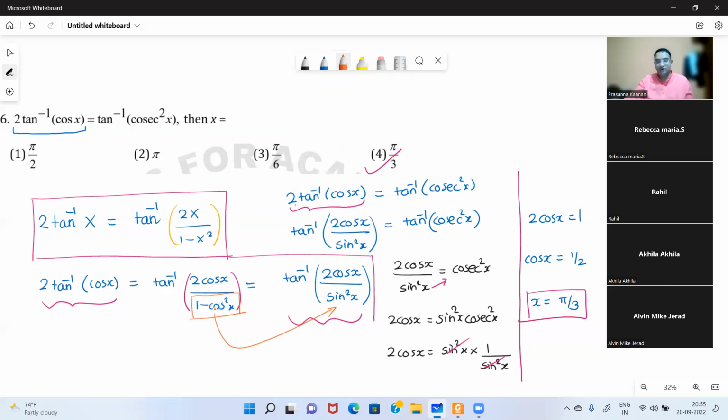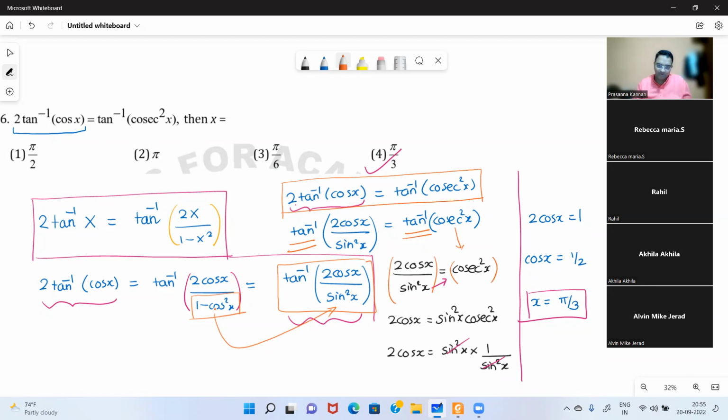Now we are going back to the question. What is the question? 2 tan inverse of cos x is equal to tan inverse of cosecant square x. But 2 tan inverse of cos x, we just found to be tan inverse of 2 cos x by sine square x. So we are substituting that here. Here also you have tan inverse, and here also you have tan inverse. You can take tan on both sides. Therefore, tan inverse of that function will become that function itself. So it will be 2 cos x by sine square x, and that will be equal to the function here, cosecant square x.